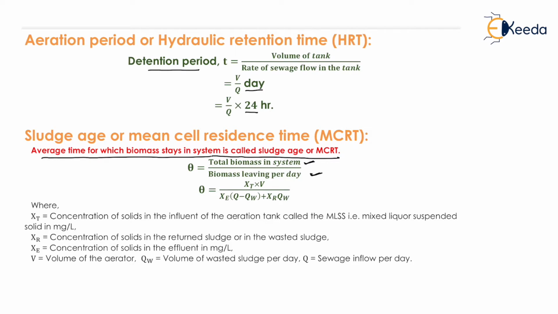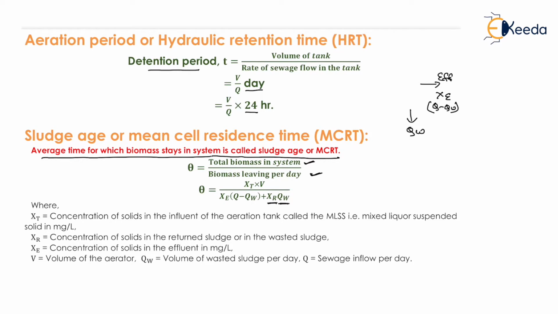Now the biomass leaving per day will be equal to what? Biomass leaves in the effluent form and in the wasted sludge form, that is QW. Now we just multiply the amount of solid with the total water wasted, that is XR into QW. Similarly, XE into Q minus QW, that will be the effluent water.